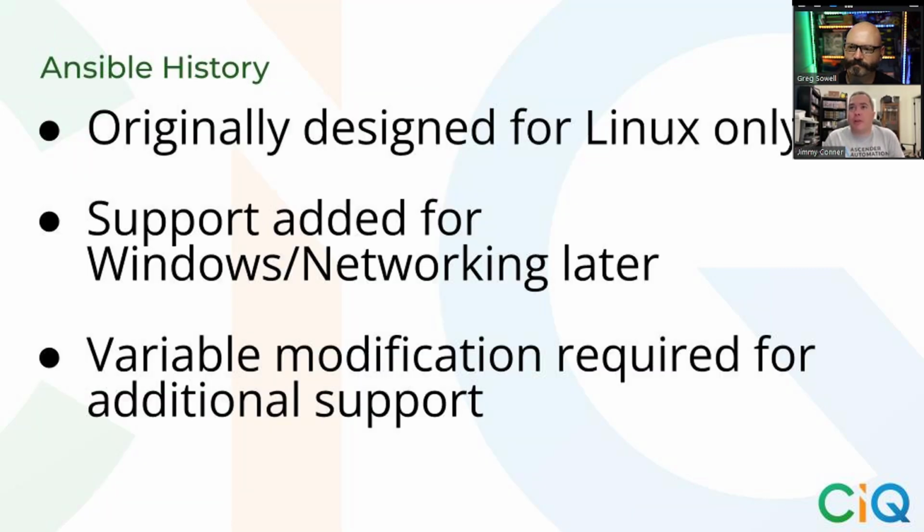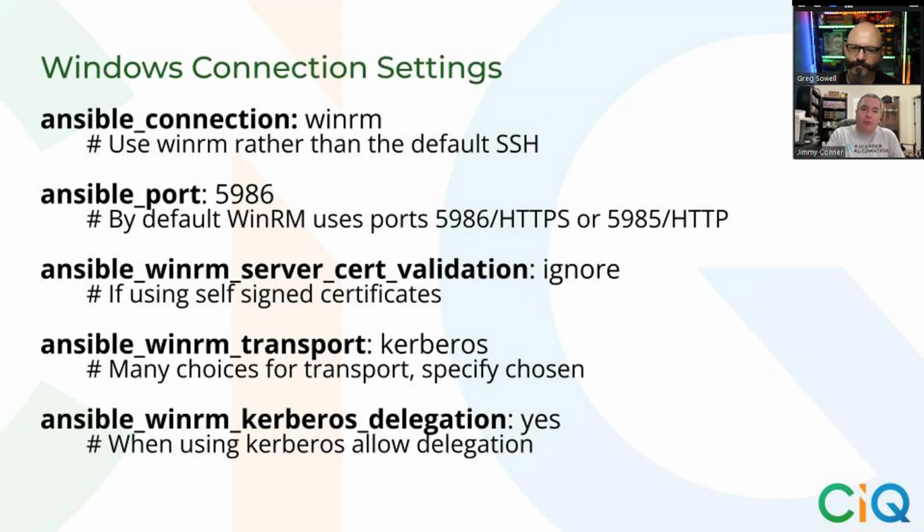The one thing about Ansible for Windows, though, is that Ansible was originally written for Linux. It was developed to connect to Linux, so every single variable and every single connection type defaults to the Linux settings. The networking and Windows support were added in later, so we basically have to change these variables to say, hey, we're not connecting over SSH, we're not connecting with the root user or anything else, we're connecting over WinRM using these very specific ports to connect to Windows.